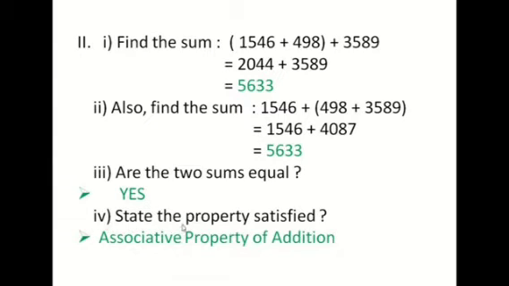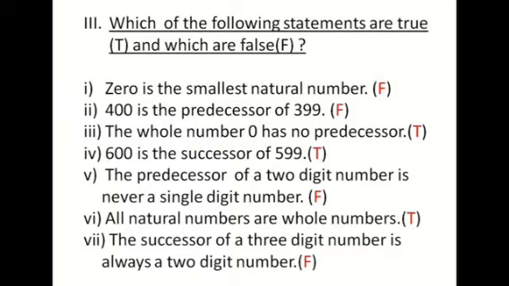Now, question number 4, state the property satisfied. Which property has been used here? It is nothing but the associative property of addition. Third main, which of the following statements are true and which are false? Question number 1, 0 is the smallest natural number. It is false. 400 is the predecessor of 399. It is false. The whole number 0 has no predecessor. It is true. 600 is the successor of 599. True.